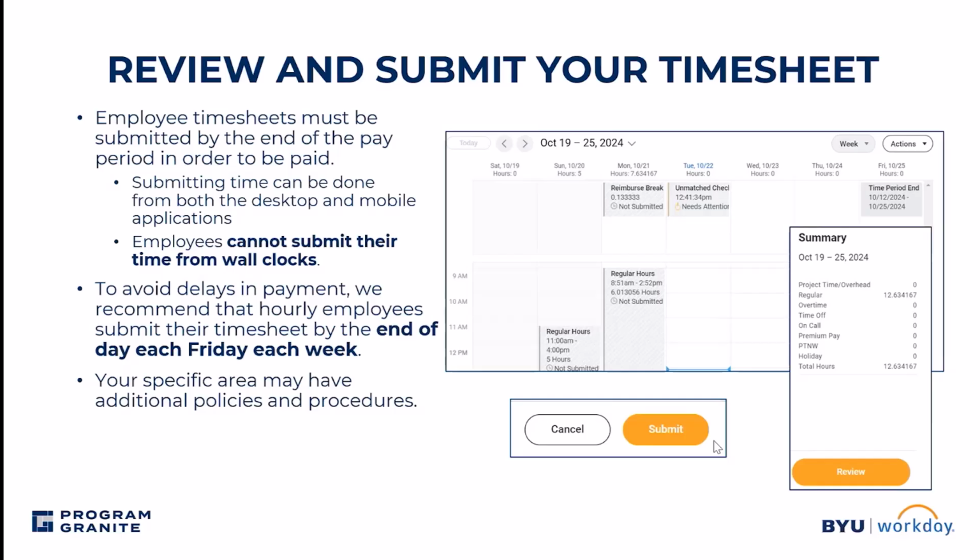Submitting can be done in two ways. You can submit your timesheet via the Workday desktop like we have today in training, or the application. You can't submit your time via a wall clock. You can only enter your time via the wall clocks.